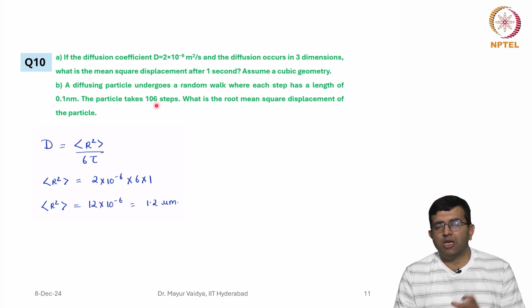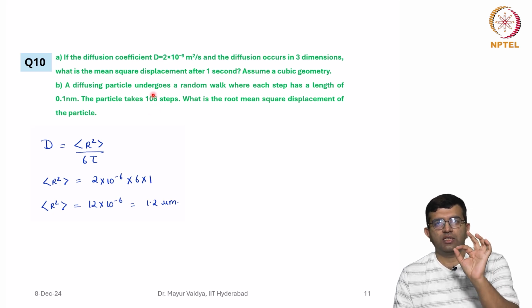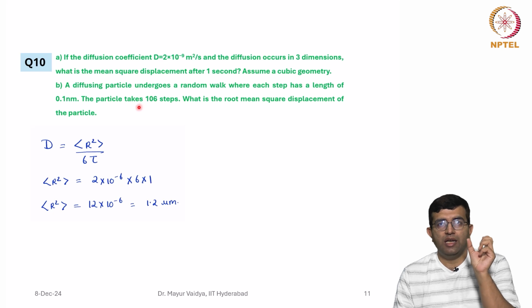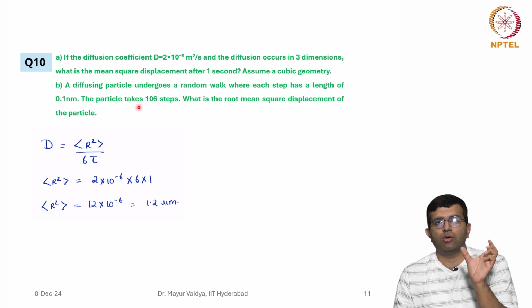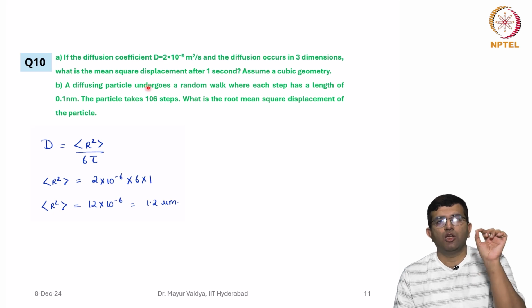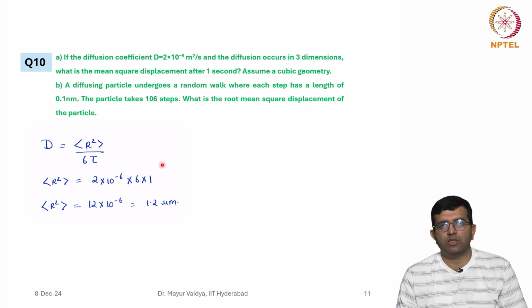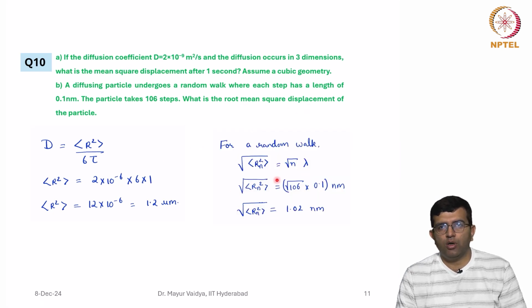Remember, sometimes in the questions I have put this again. You may think that these are very simple formulas, but the intention here is also to make sure that you use the correct formula. You also see the slight difference. Here we are asked mean square displacement, here you are asked root mean square displacement. So be careful what you are calculating. For a true random walk, the root mean square displacement is root n times lambda. If you put the numbers correctly, you get 1.02 nanometers.